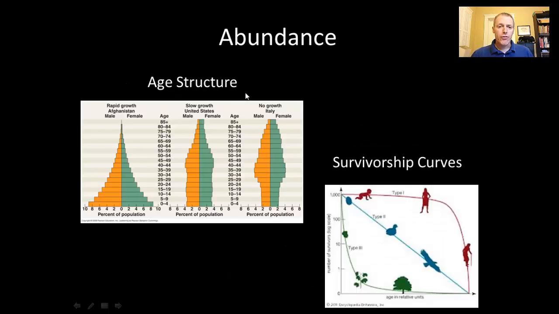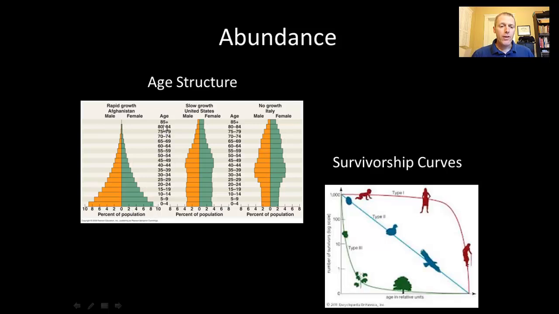Looking at the abundance of organisms in a population, another key thing that you would need to address is the age structure. So looking at the age structure and at the survivorship curves of a population gives us a good way to predict what's going to happen to a population in the future. So if you look at what's going on over here, we see that the yellow bars represent males and the blue bars represent females, and you get percentages of population across the x-axis.